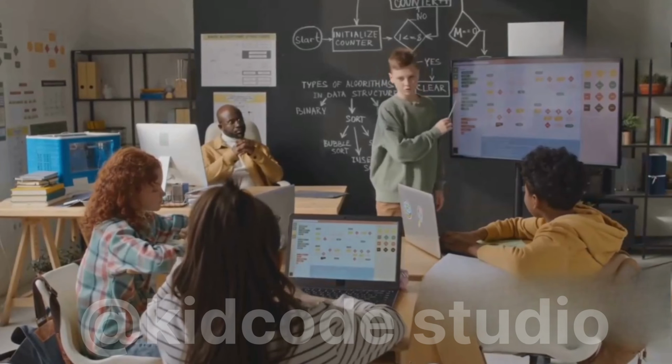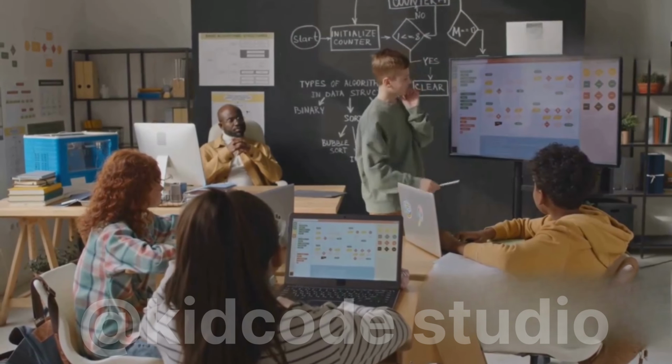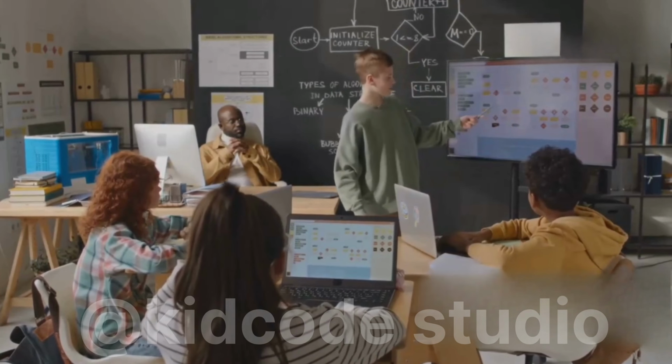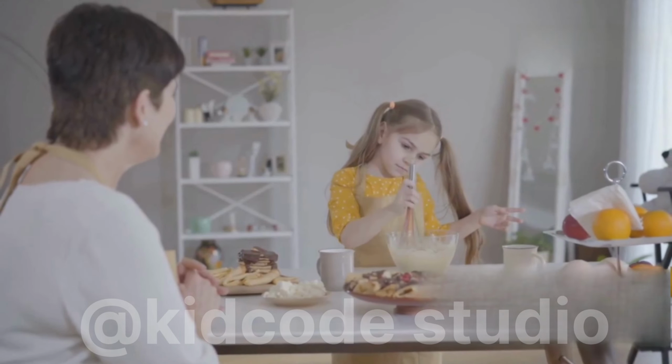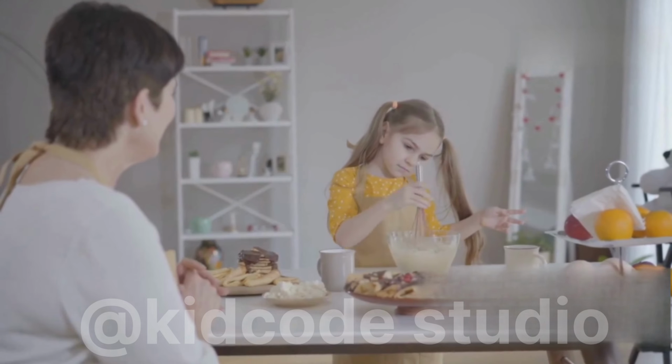Hello, friends. Ever wondered how computers solve big problems fast? Today, we are diving into algorithms, step-by-step plans computers use to think and solve. Ready to become problem-solving heroes?